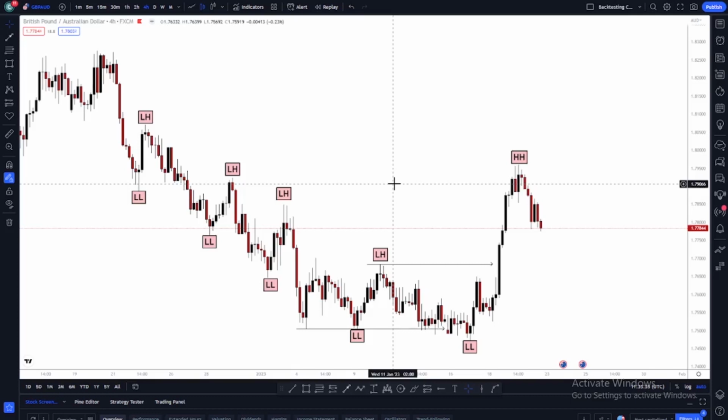Do you still think we are in a downtrend? No, we are not in a downtrend. I think price has changed this trend. We are no longer in a downtrend. We are in an uptrend. How do I know that?